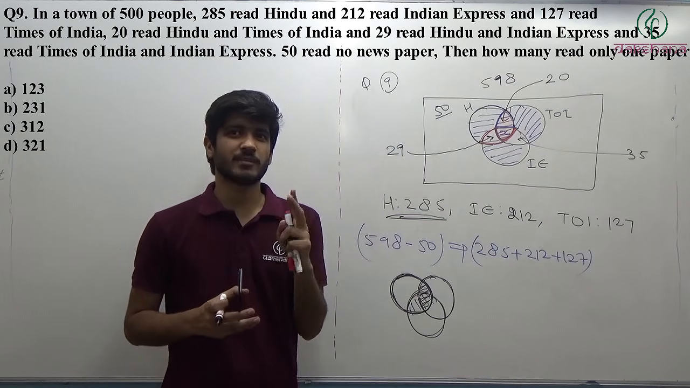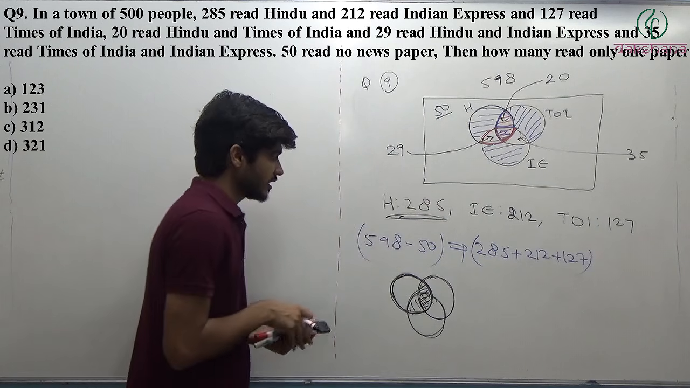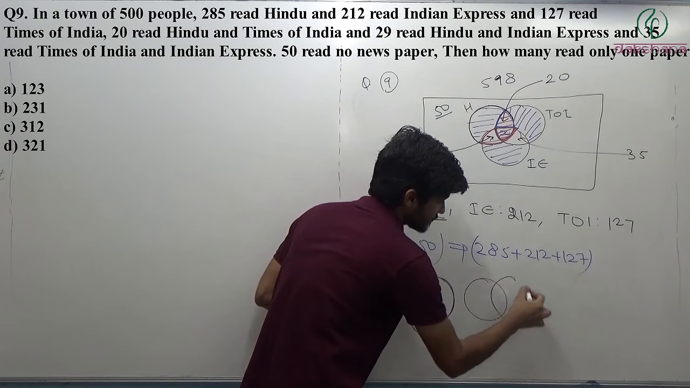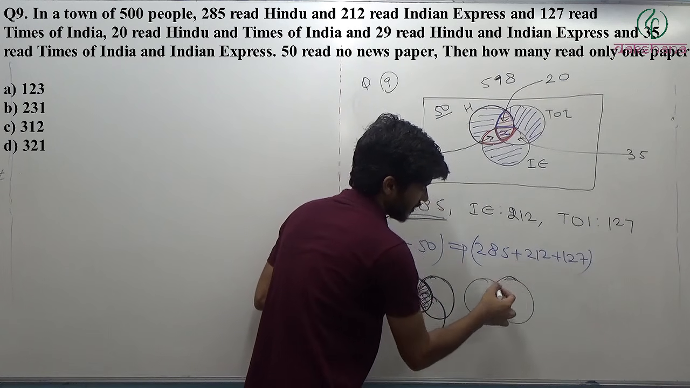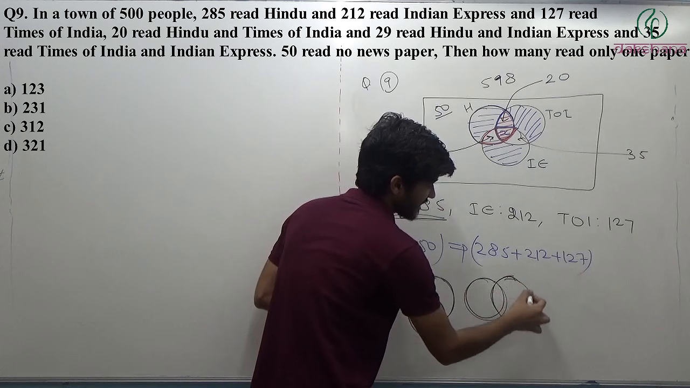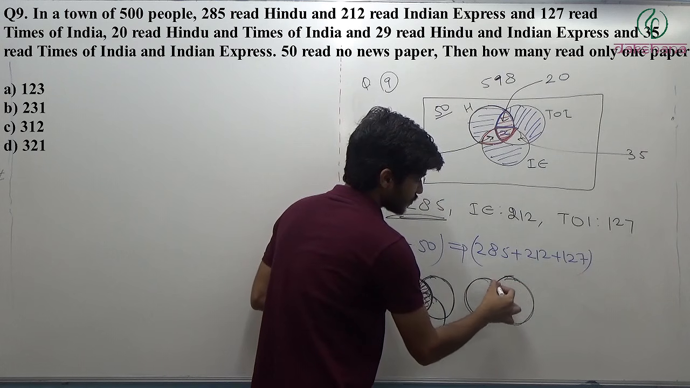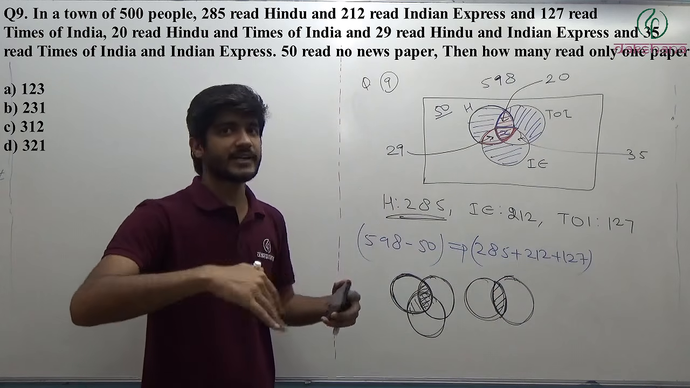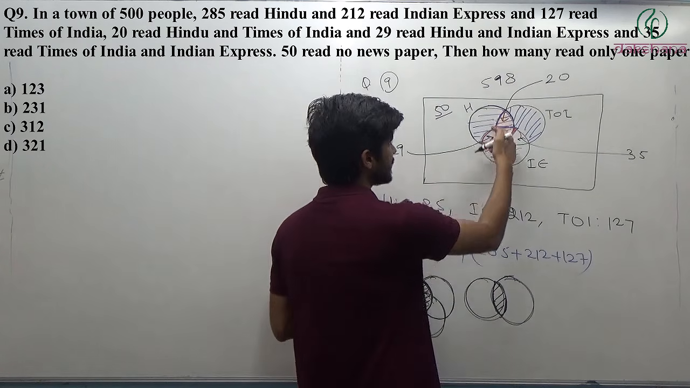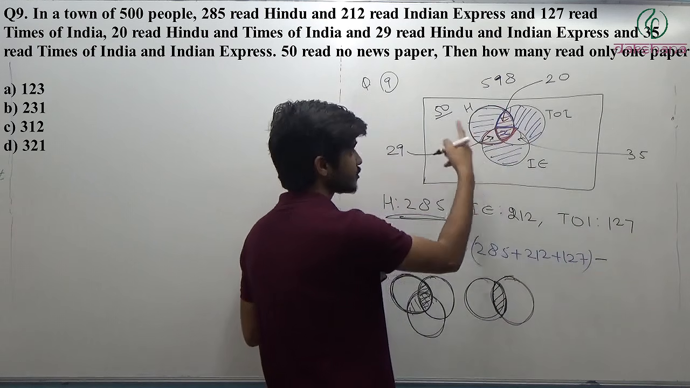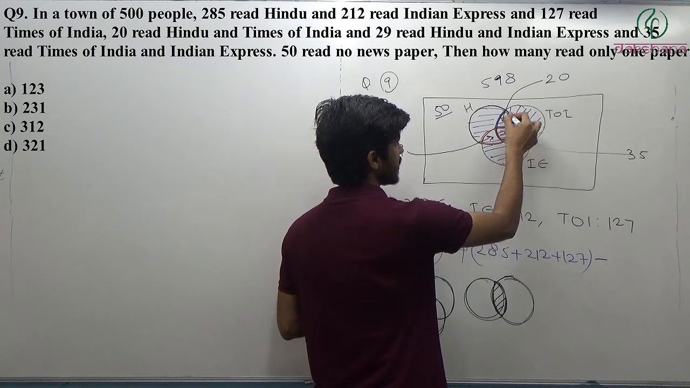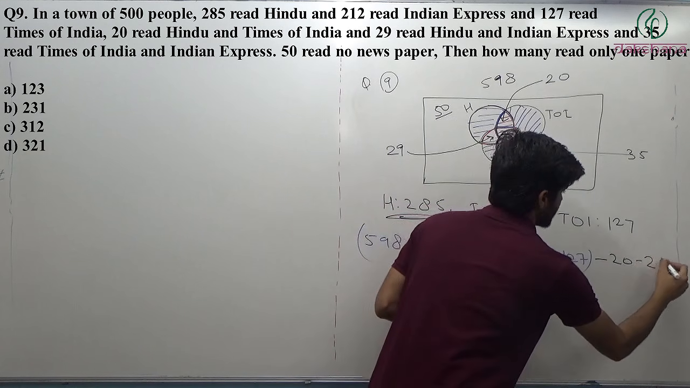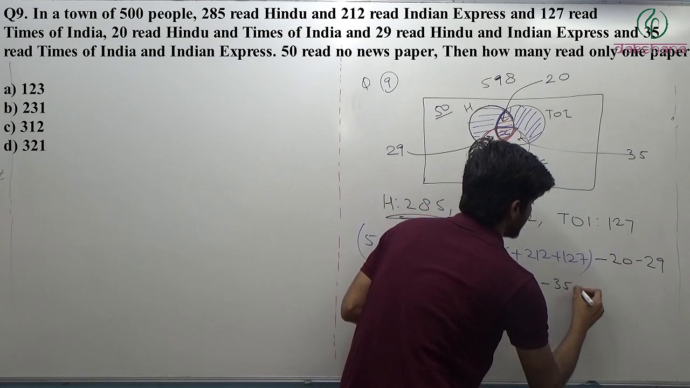So 2 times you need to subtract. The other way to go about it is that when you took the intersection of the Hindu and Times of India, when you added up 285 and 127, you took this portion extra, you added this portion twice. So I will subtract it once. So I will subtract all these people who are reading 2 newspapers, the section of people reading at least 2 newspapers. So it will be minus 20, minus 29, minus 35.